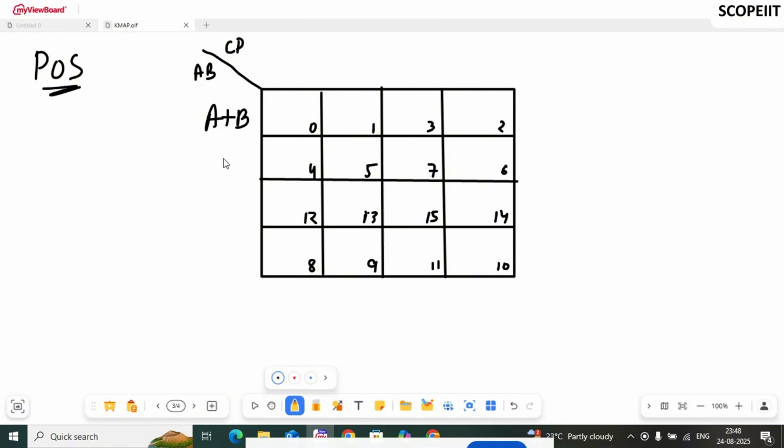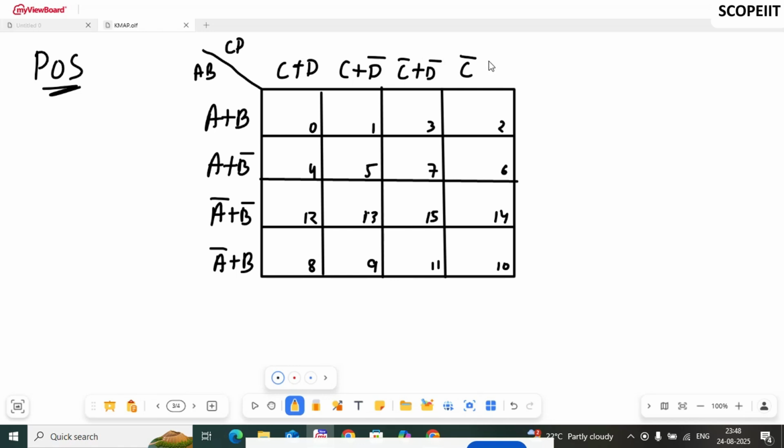Then next, what we were writing as A bar B, it will be A plus B bar. Then here we were writing AB, so we'll write here now A bar plus B bar. And the last one, what we were writing as A B bar, we will write A bar plus B. Understood? Similarly here it will be C plus D, then C plus D bar, C bar plus D bar, and the last over here will be C bar plus D. So this is the way we write.